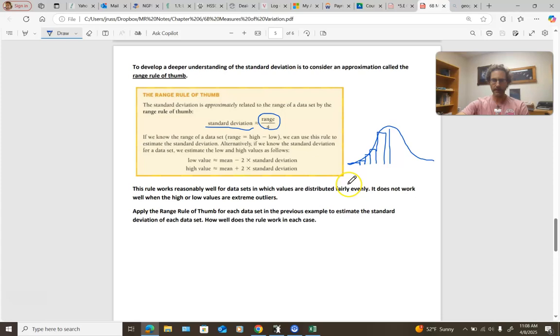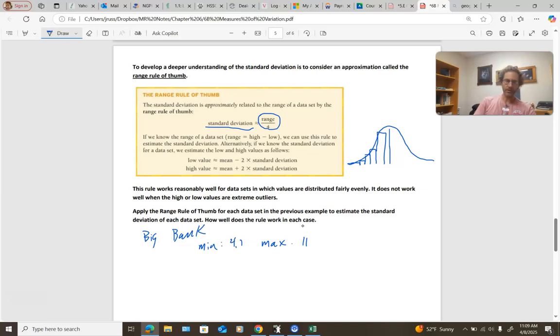Anyway, let's see. It says to apply the range rule of thumb for each data set in the previous example to estimate the standard deviation of each data set, and how well does the rule work in each case? So let's do this with those 2 data sets. For Big Bank, the minimum value, I remember, was 4.1, and the maximum value was 11 minutes.